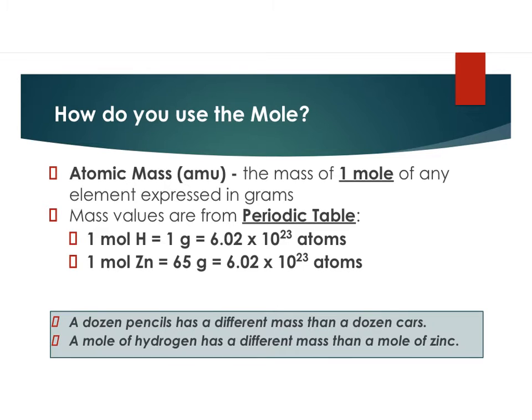Atomic mass, or AMU, sometimes it simply is marked with the U. I've seen that in some of the College Board videos. The mass of 1 mole of any element expressed in grams. Those values come from the periodic table, and so here we have a very basic comparison. 1 mole of hydrogen equals 1 gram. I think it's 1.01. And then 1 mole of zinc is 65 grams. Each of those samples would equal 6.02 times 10 to the 23rd atoms or particles of that substance.